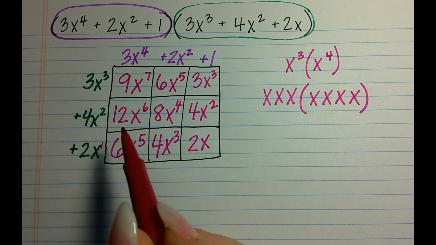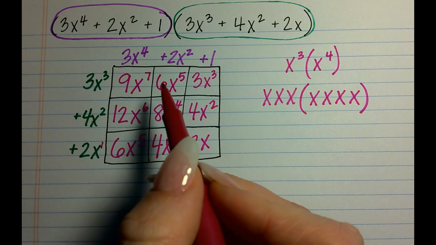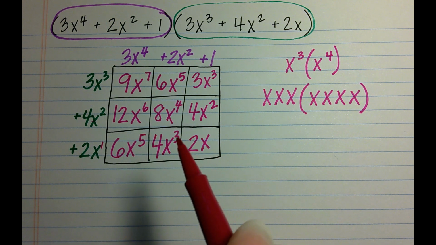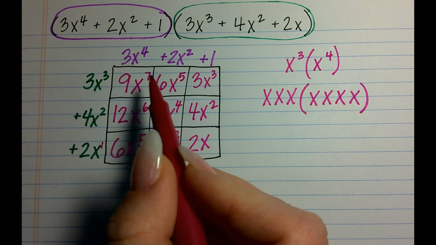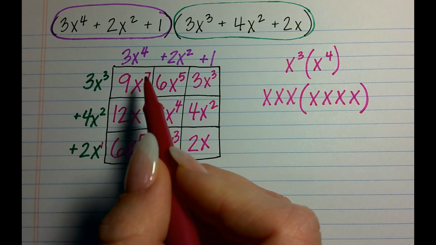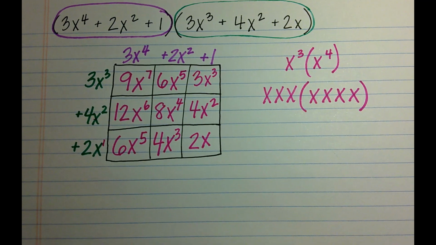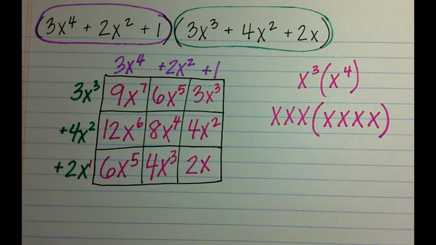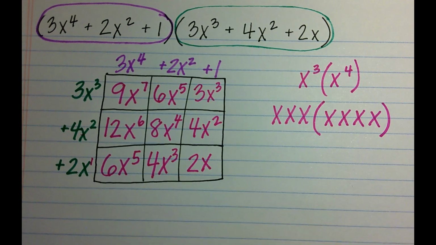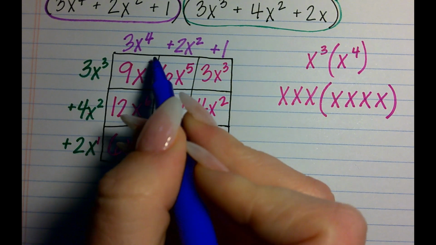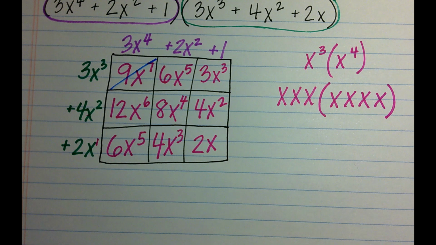Oh, that's our biggest coefficient. Let's look at our biggest exponent, the little number. 7. 7, right? That's my biggest exponent. So what I'm going to do is find that and cross it off as I rewrite it so I can keep track of what I have written. So let me use a different color.